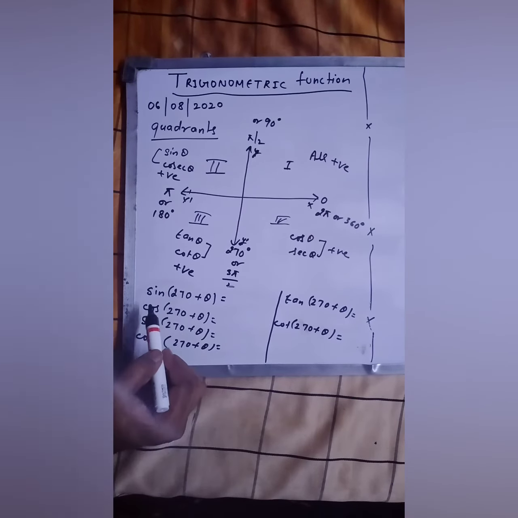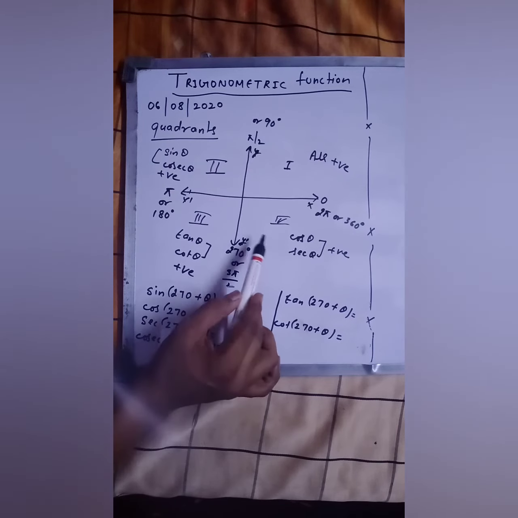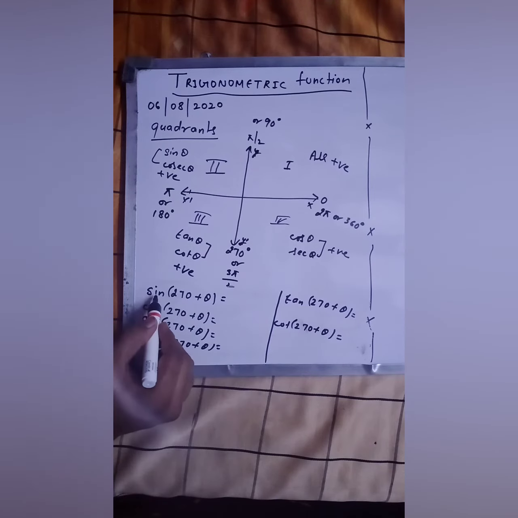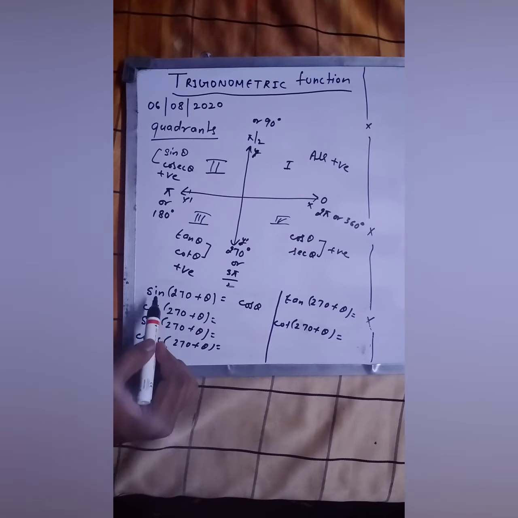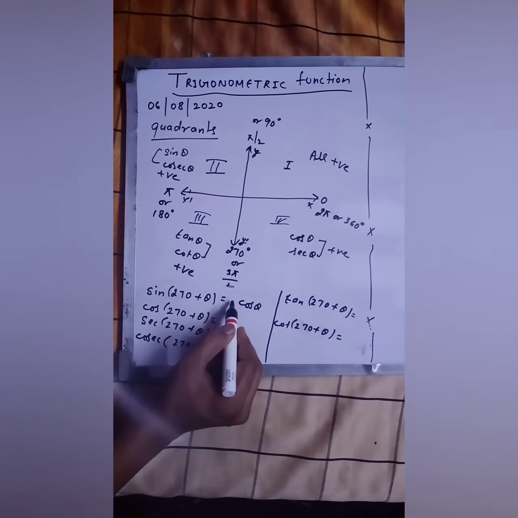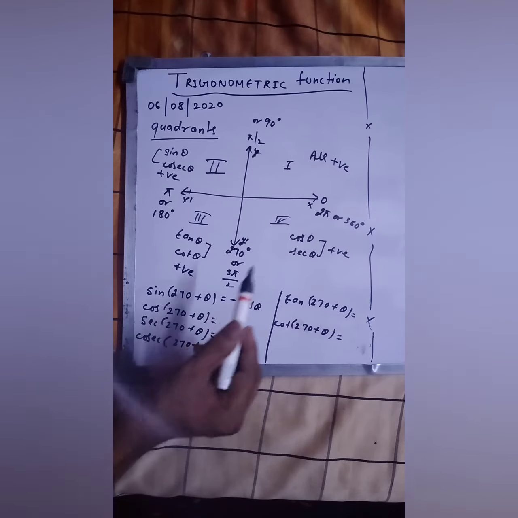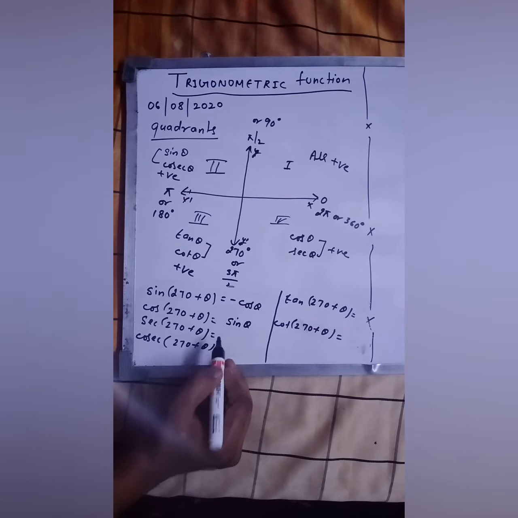Now see, if it is sine 270 plus theta, that means the value is lying in the fourth quadrant. So the sine will change into cos theta. But in the fourth quadrant the value of sine is negative, so your answer would be negative. Similarly, cos 270 plus theta: here in the fourth quadrant cos is positive, so our answer will be sine theta.